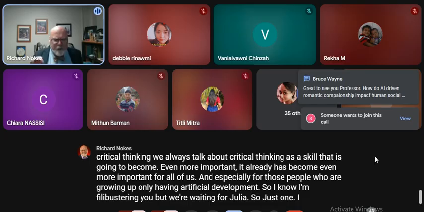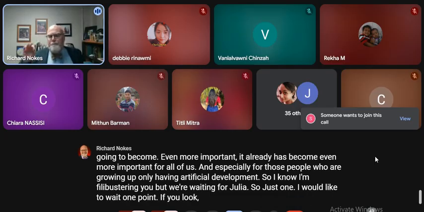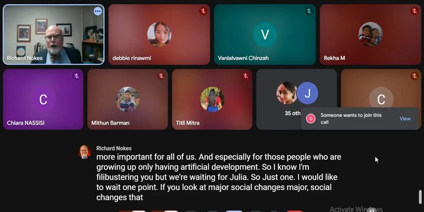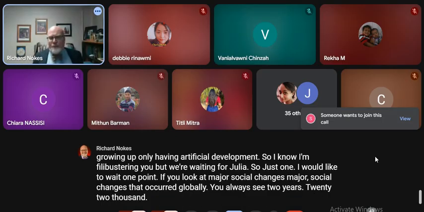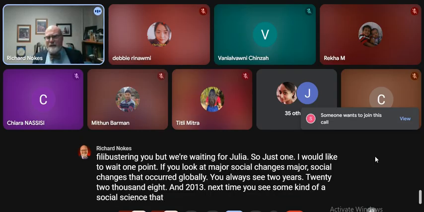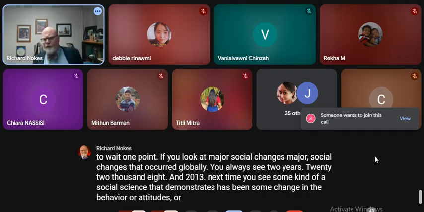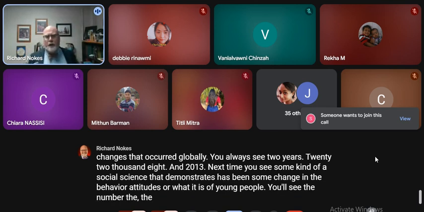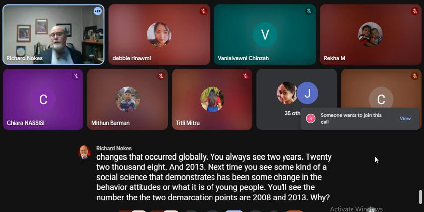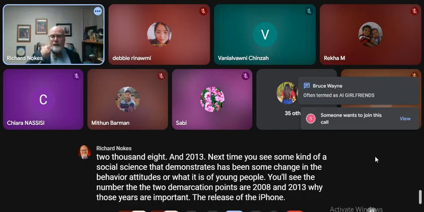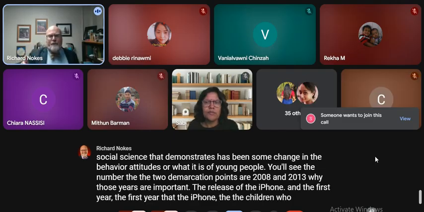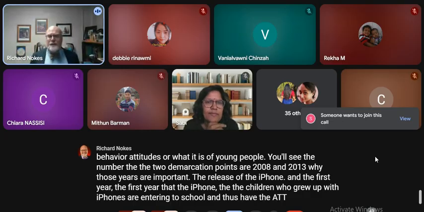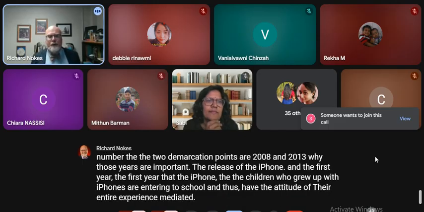Just one, I would like to make one point. If you look at major social changes that have occurred globally, you always see two years: 2008 and 2013. Next time you see some kind of social science that demonstrates there's been some change in the behavior or attitudes of young people, you'll see the two demarcation points of 2008 and 2013. Why are those years important? The release of the iPhone in the first year, and then the children who grew up with iPhones entering school, and thus having the attitude of their entire experience mediated through this.